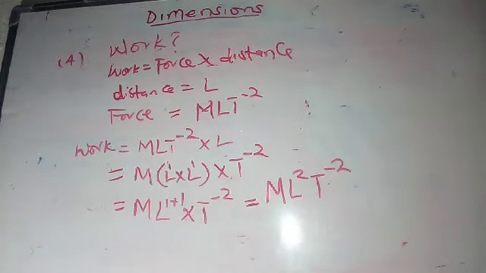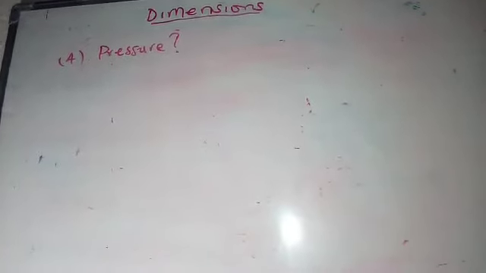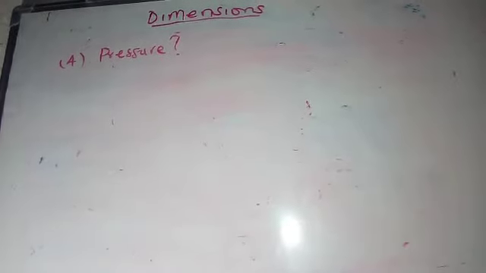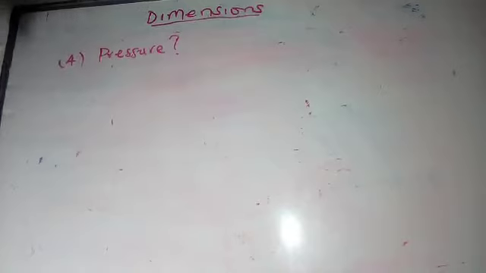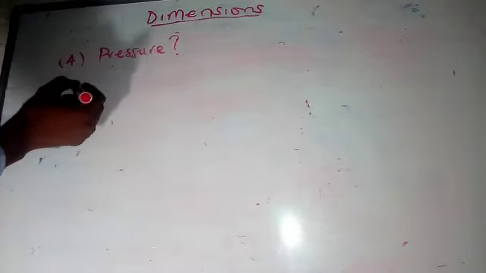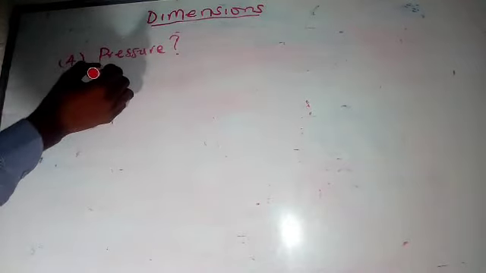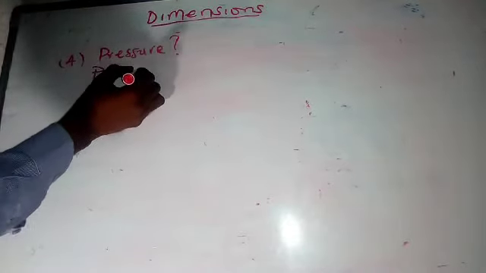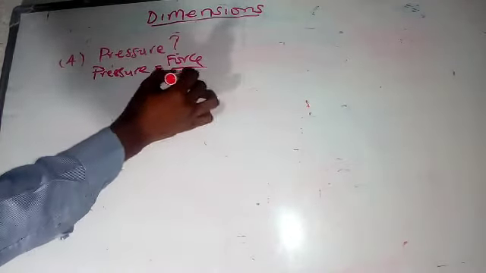Having done that, let's check pressure. So what's the dimension of pressure? Now, if you want to look at the dimension of pressure, we will see that pressure can be defined as the force per unit area. That's what pressure is in physics. Pressure is a ratio of force and area.